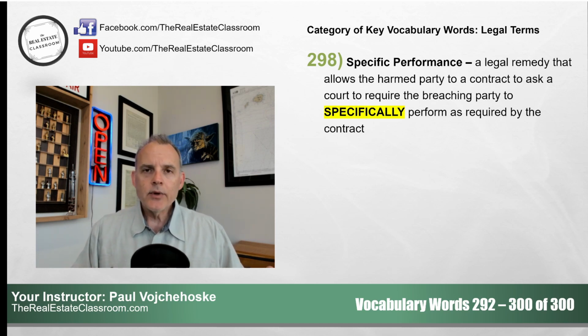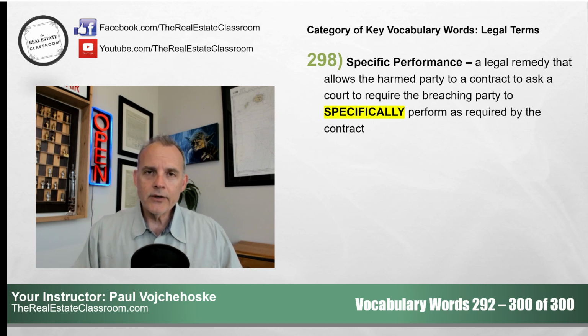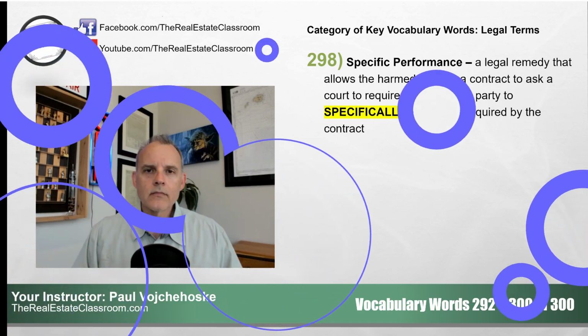Buyer and seller enter into a purchase contract. The seller simply decides that they don't want to sell. They just say, you know what, I'm breaching the contract, I'm not going to sell. The buyer could file suit in court for specific performance that requires the seller to specifically perform as required by the terms of the contract, which was to go to closing and transfer title to the buyer, and vice versa. A seller could sue a buyer for the same. Specific performance is really a good tool in real estate where the product that's being sold is not easily substituted.